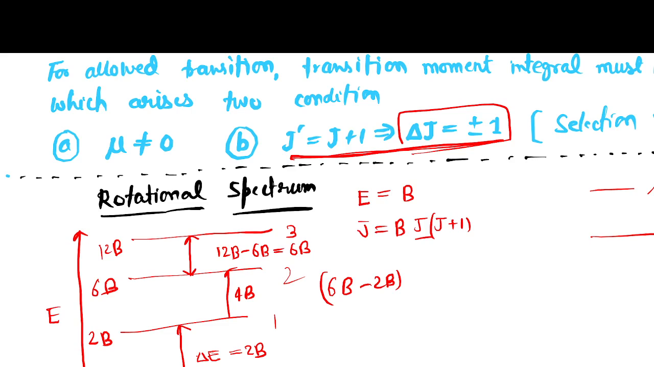Let me ask you one question based on what we discussed. Let's say we are making a transition from 0 to 2. Will this transition be allowed?